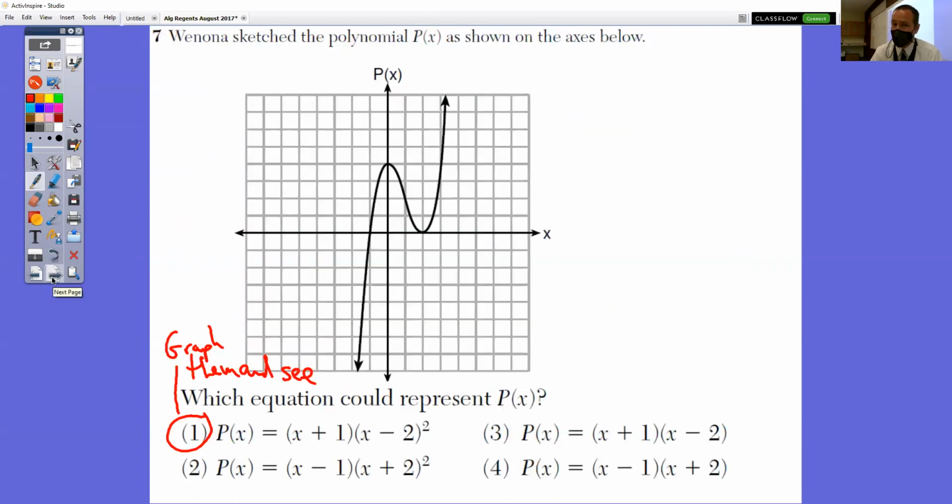In question number 7, all that you had to do was type these equations into your y equals and see which one matched. The one that matches is choice number 1. You get this sort of zigzag type line.